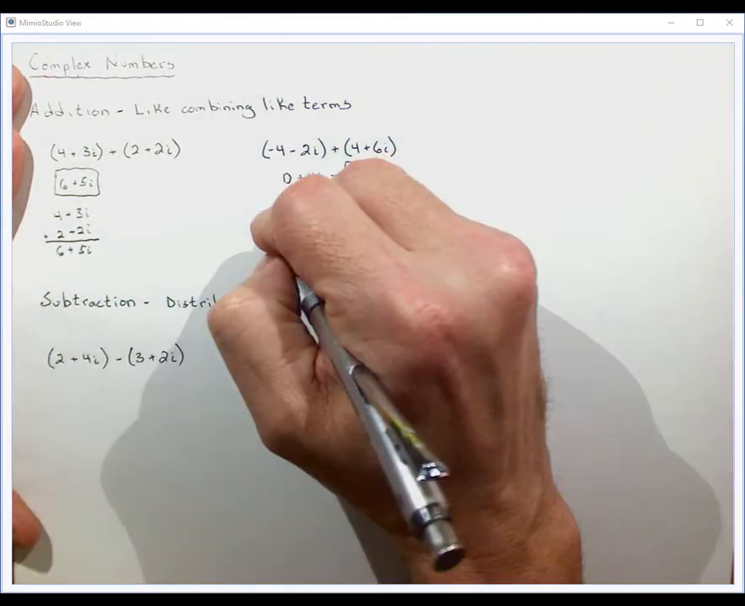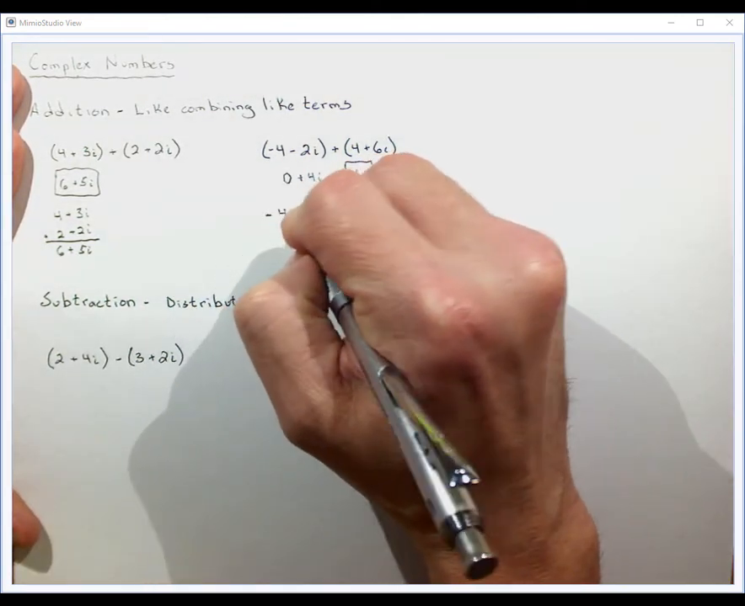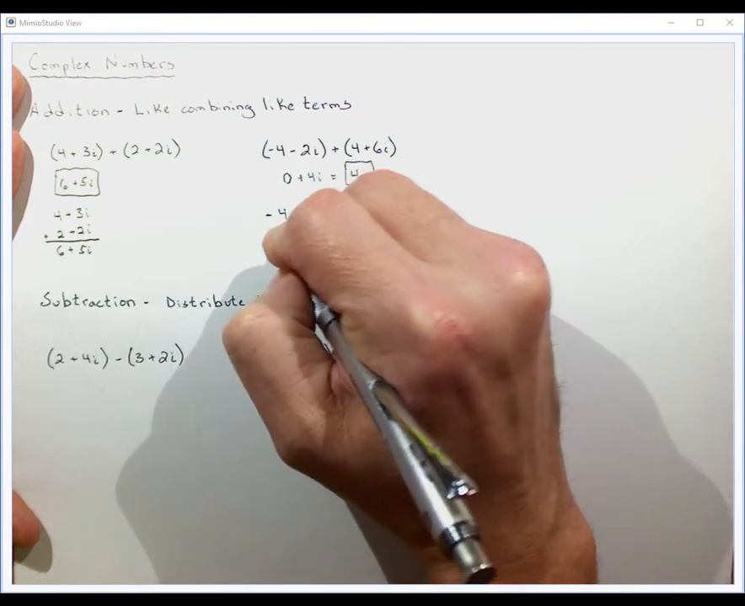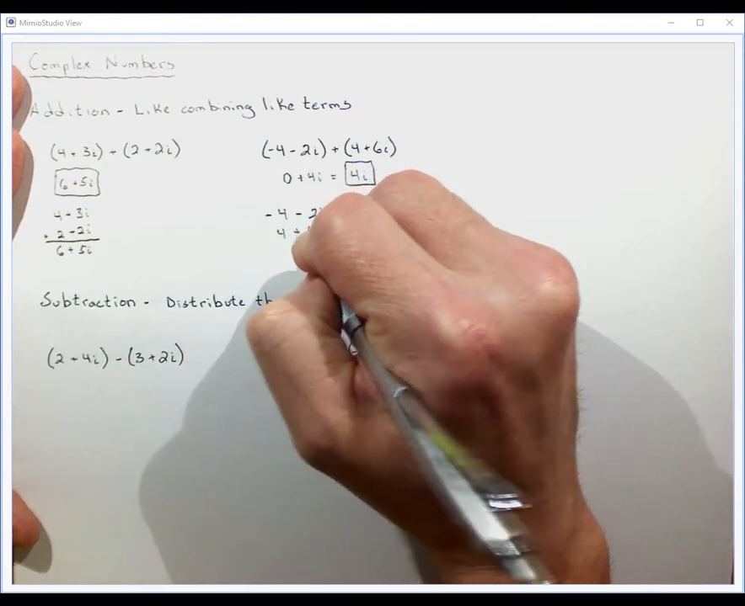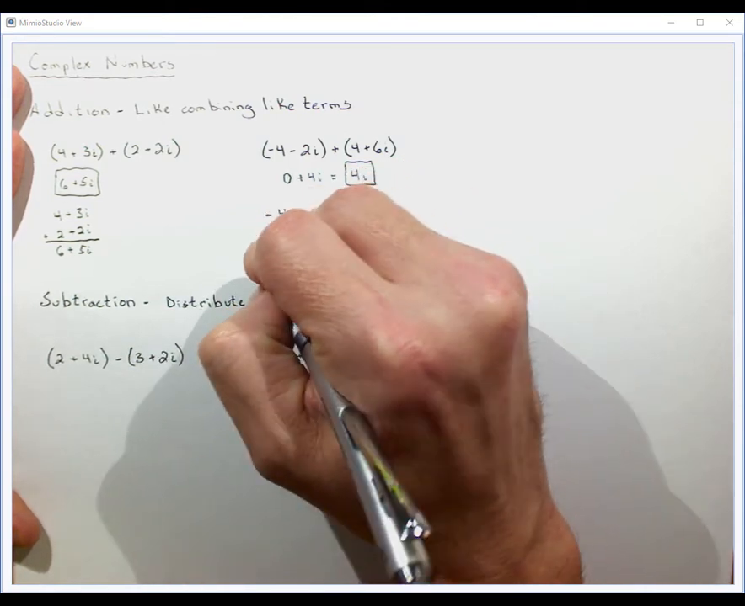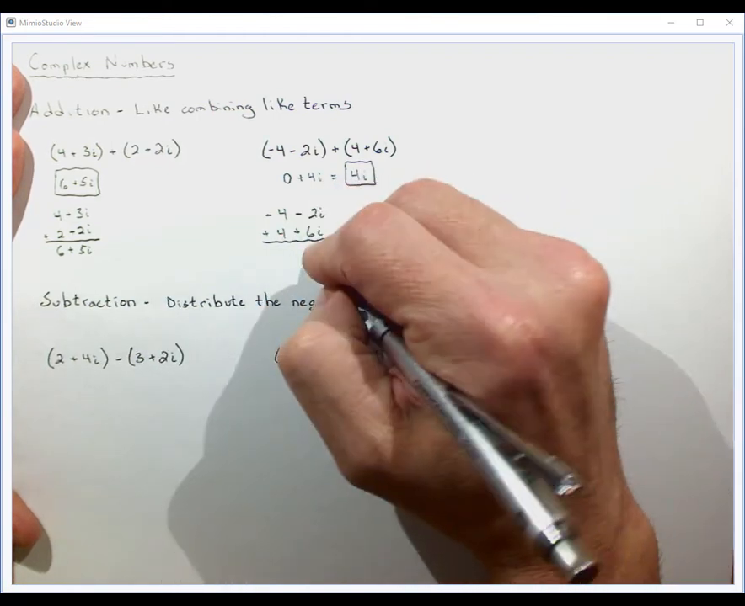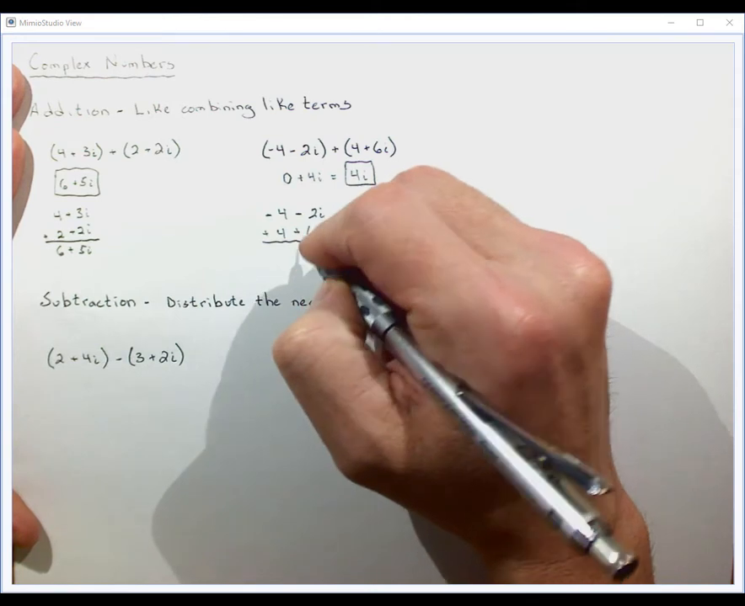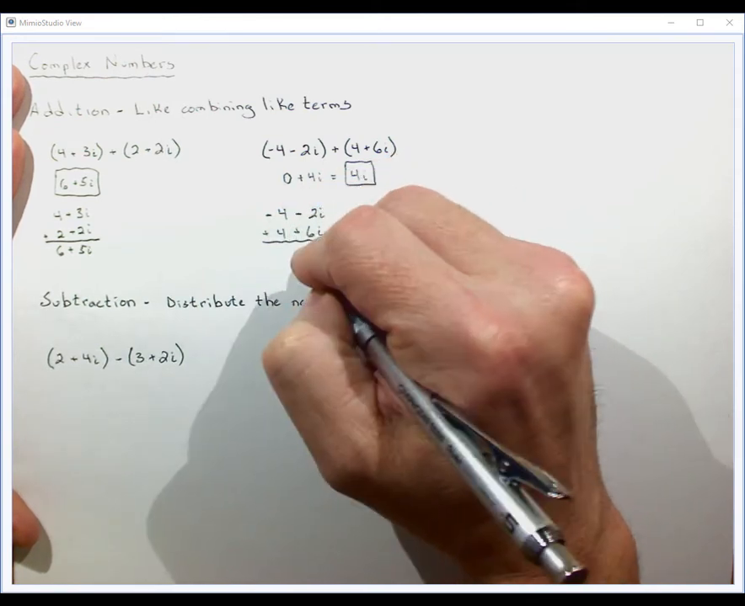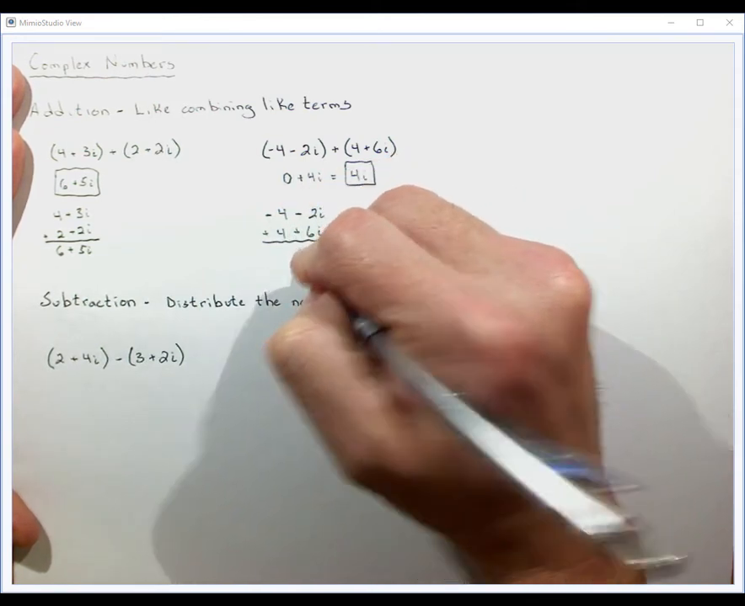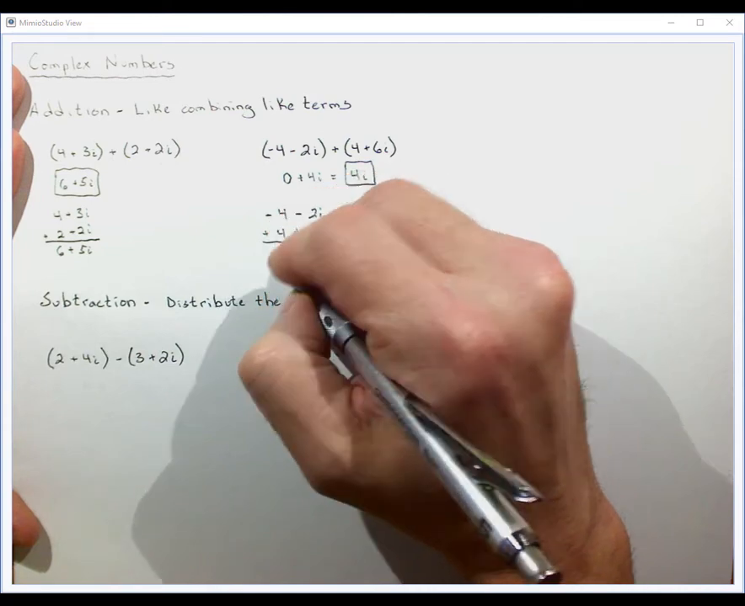Again, if you don't like to do that, then you can do it like this. Again, we're adding those together. So a negative 2i plus 6i, well, that's 4i. And that is a positive 4i, so I'll put a plus sign there. And a negative 4 plus 4, that's 0.